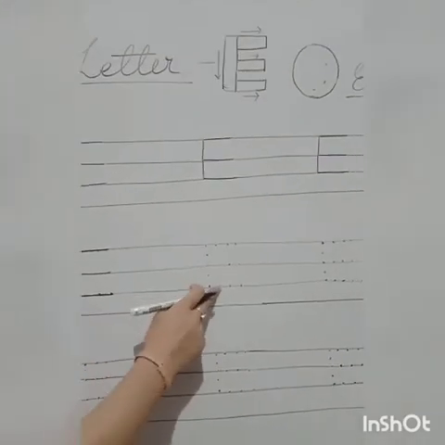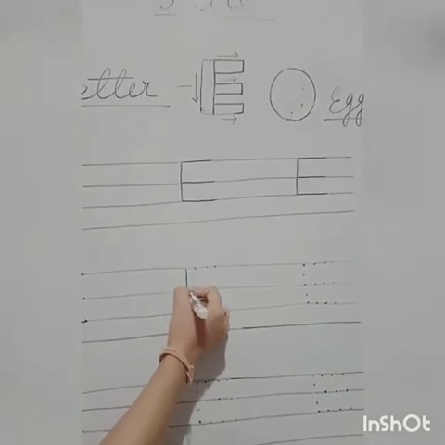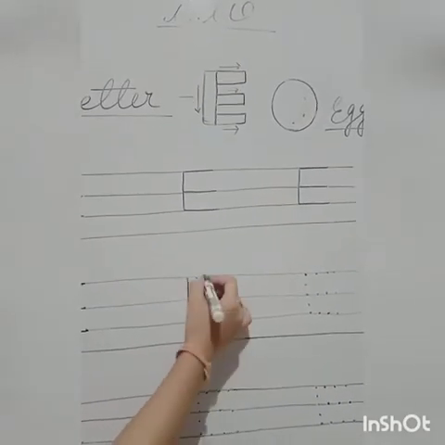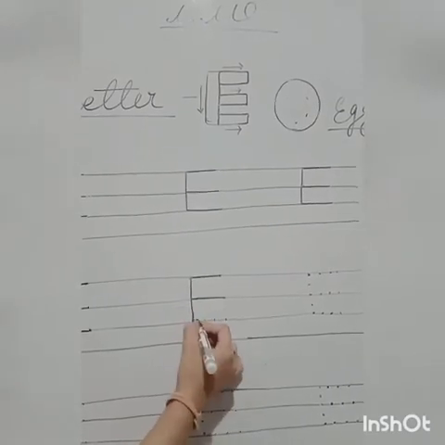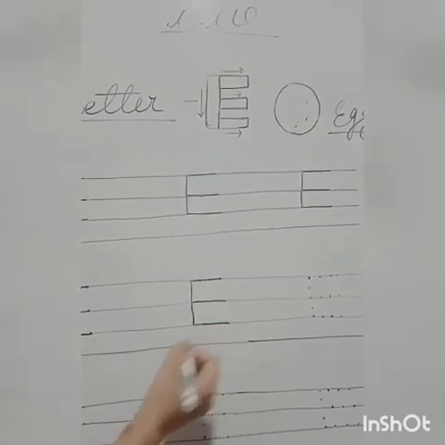Let's do that again. Start from the top and draw a standing line down. Then go to the top and draw one sleeping line to the right. Go to the middle and draw a sleeping line. Go to the bottom and draw one more sleeping line.